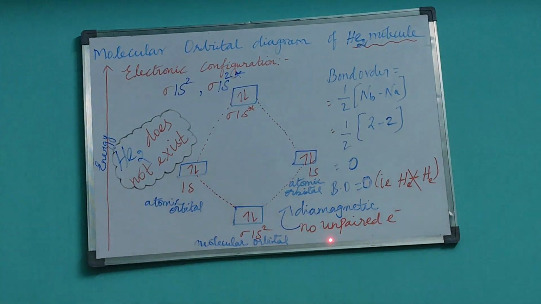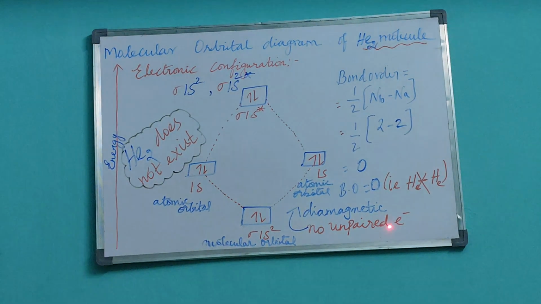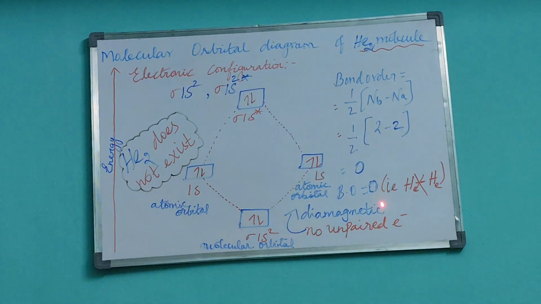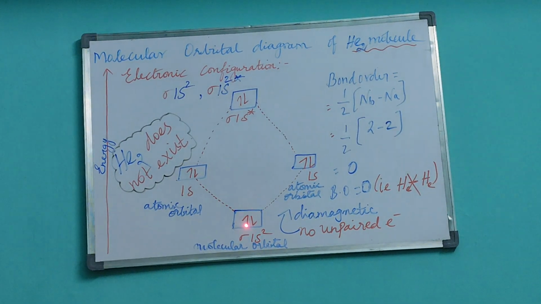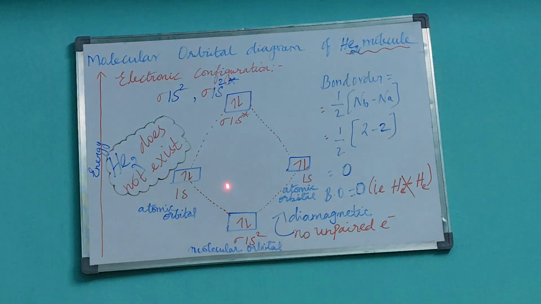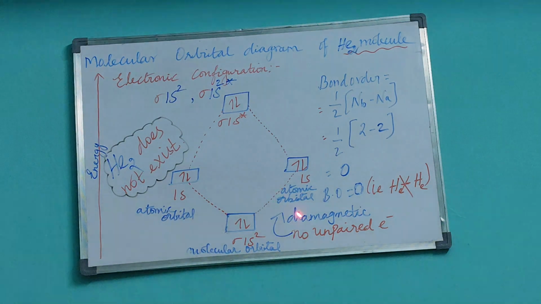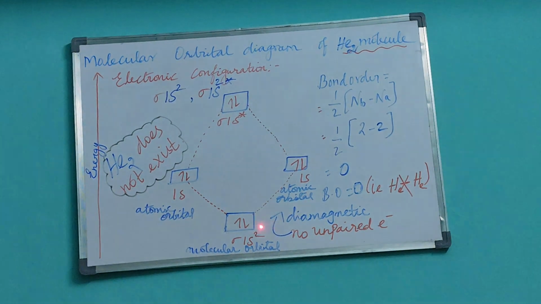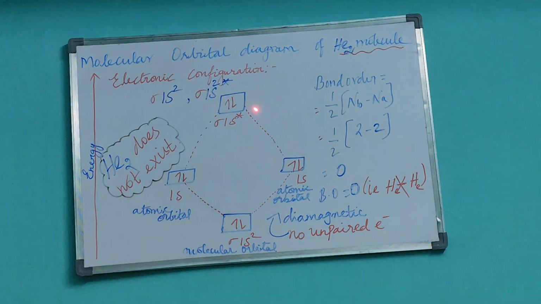Coming to the magnetic property, as I said earlier, if there is no unpaired electron present in the molecule, then it is termed to be diamagnetic. While considering magnetic property, you have to see these molecular orbitals, which are down and up. No need to see the sideways orbitals to calculate the magnetic property. Just see the bonding molecular orbital as well as the anti-bonding molecular orbital.